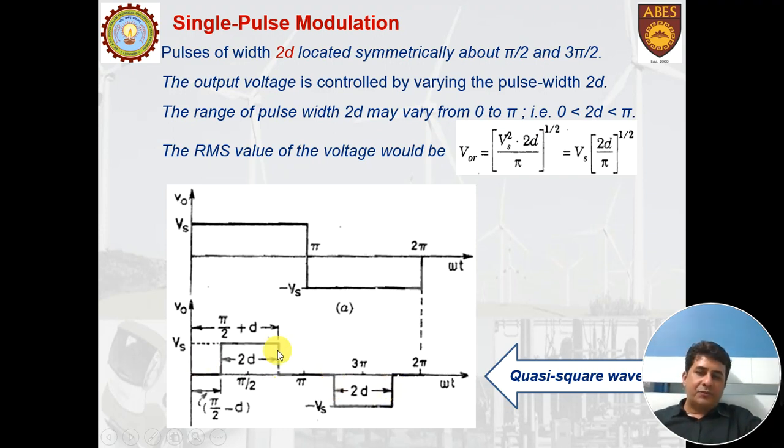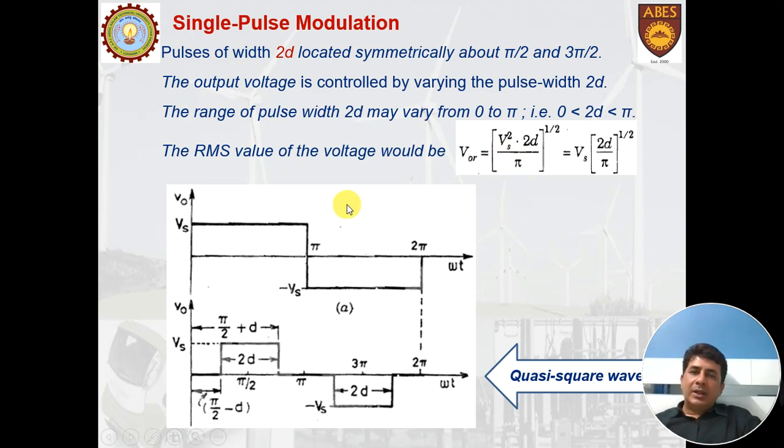Now this waveform, which is chopped from both left and right sides, here and here also, is called a quasi square waveform. And if you wish to find its RMS value, then the RMS output voltage will be Vs times the square root of 2d by pi. This gives you the output RMS, and it can easily be realized, not a problem.